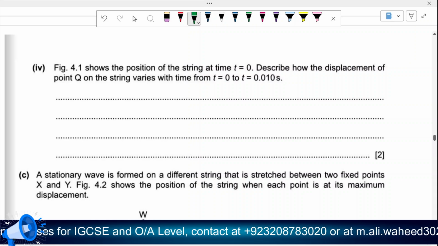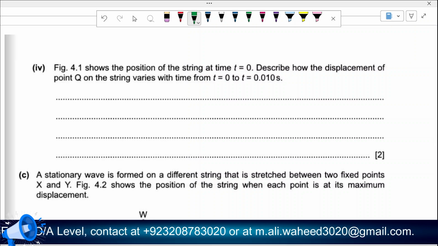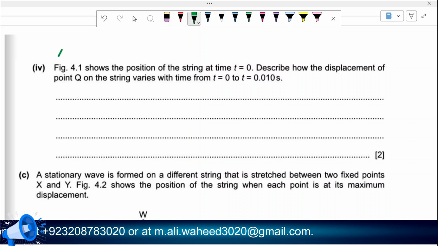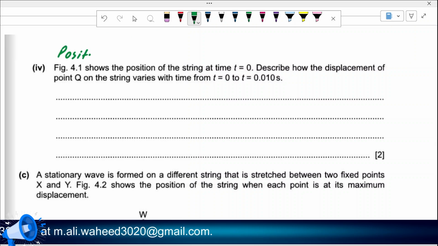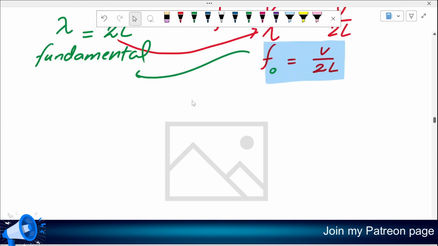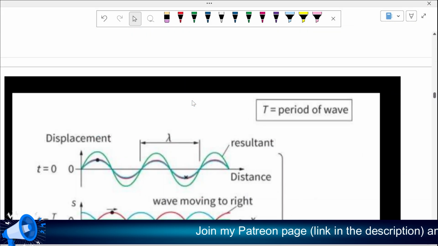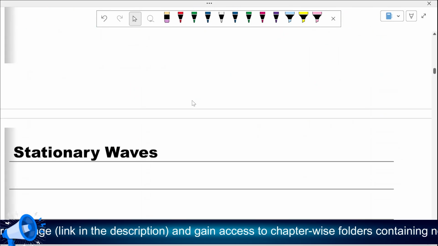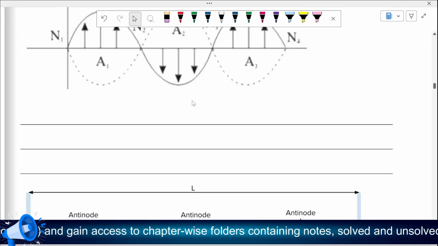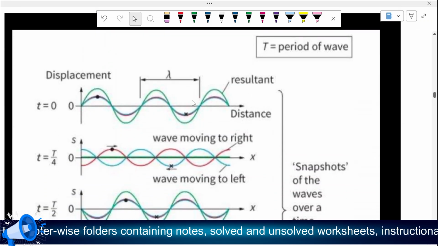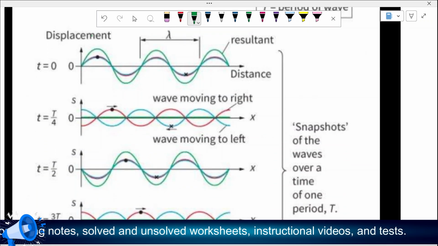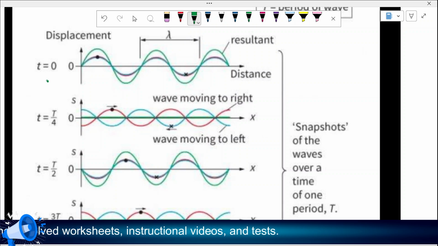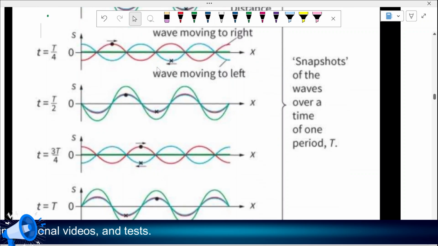All right, let's move on to the next one. Figure shows the position. All right, we'll discuss this one later, and we will link this part of the question with this slide. We'll go through this slide once again, and only then we'll discuss that question.